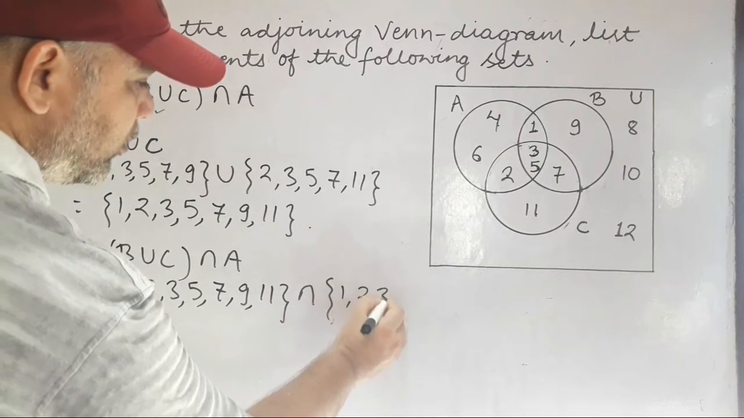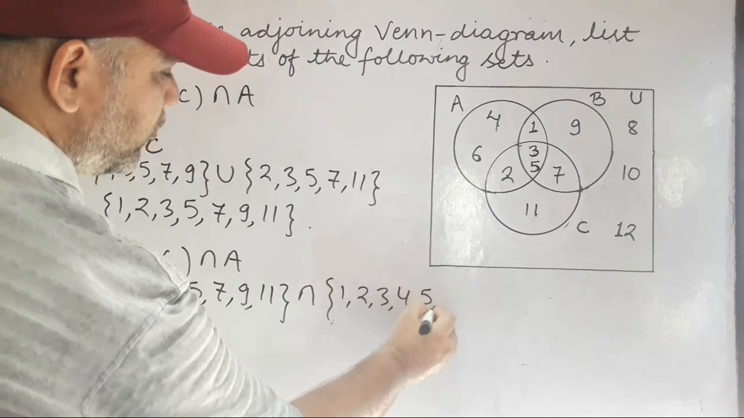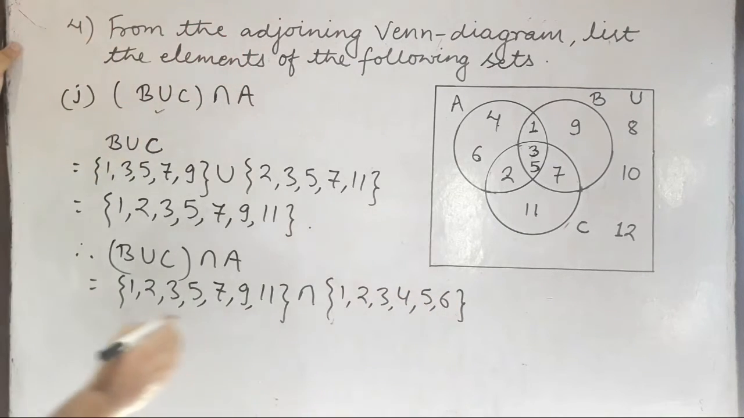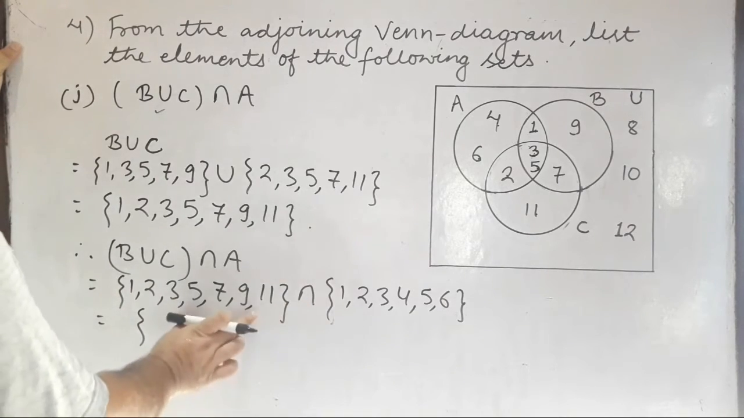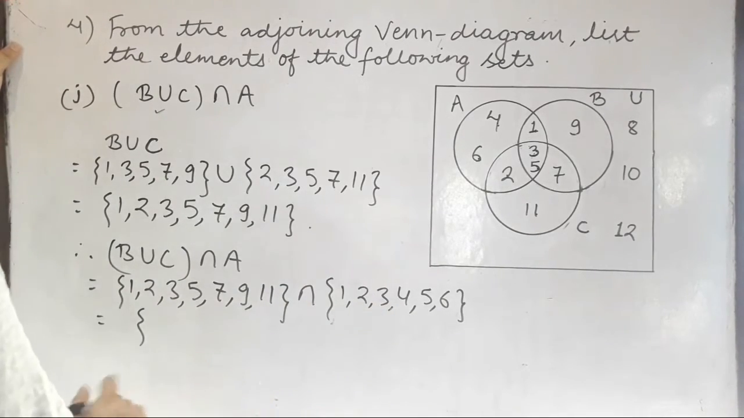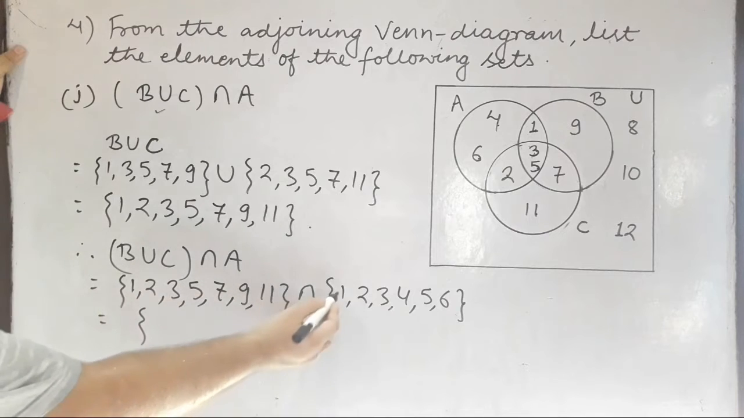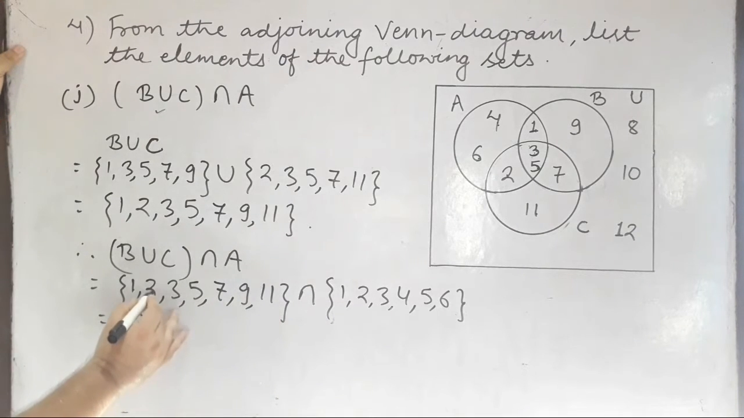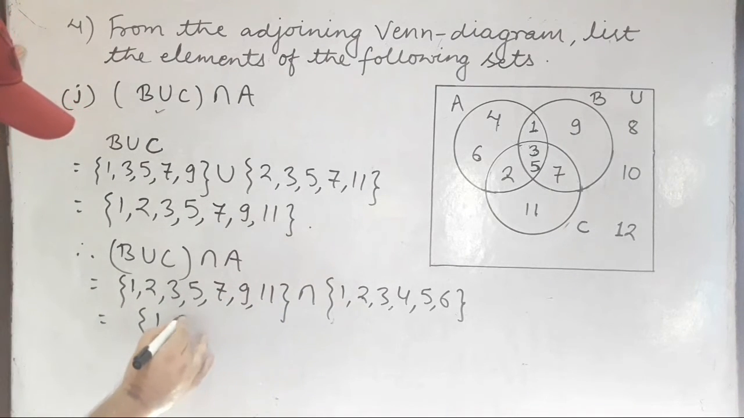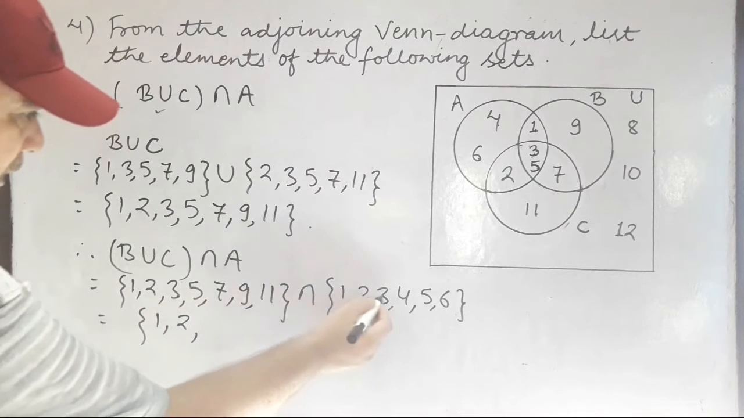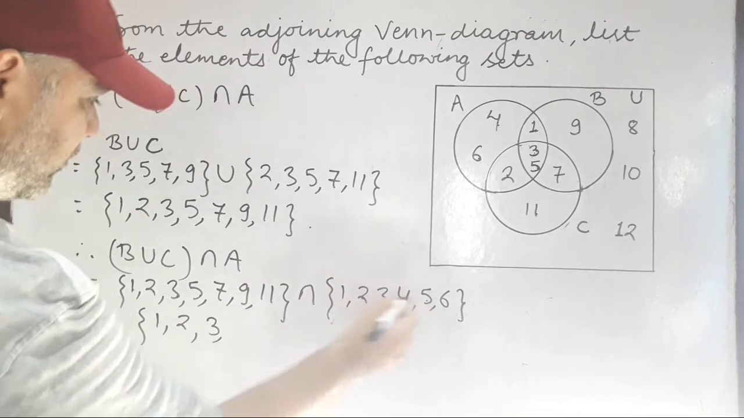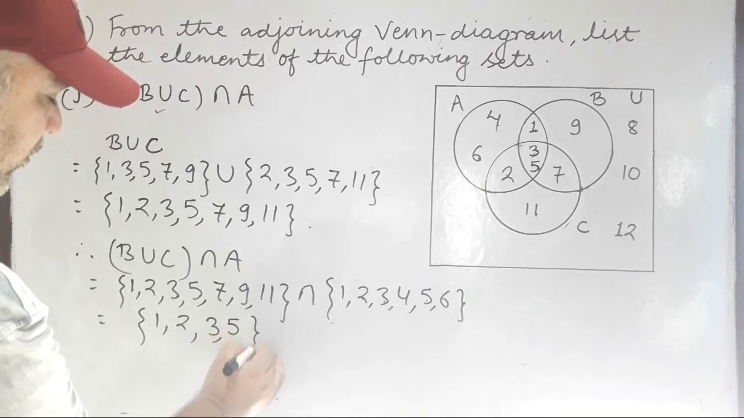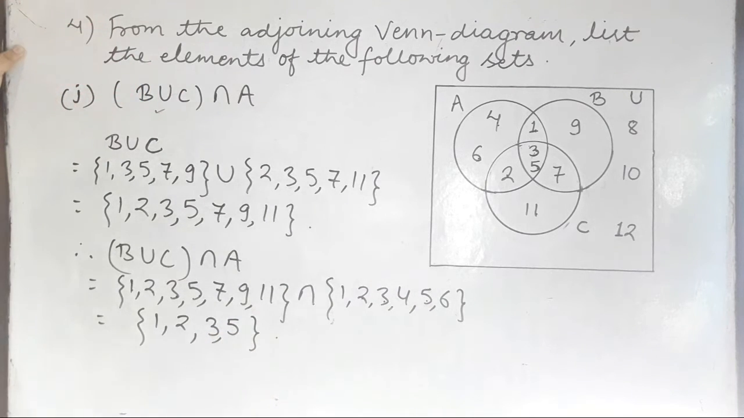1, 2, 3, 4, 5, 6. Okay. Intersection denotes the common elements of these both sets. The common elements are 1, 2, 3, 5. Okay, these are the elements which are common to these both sets.